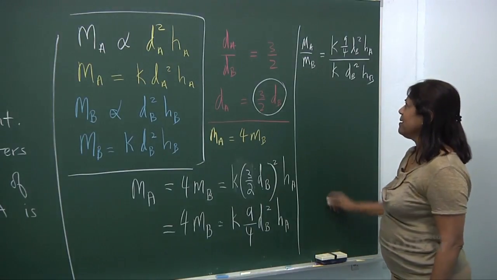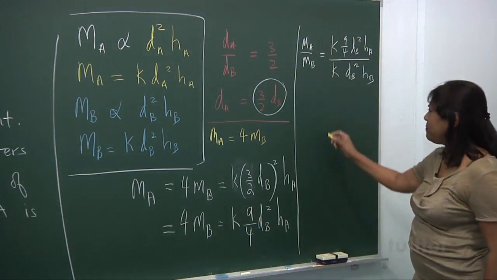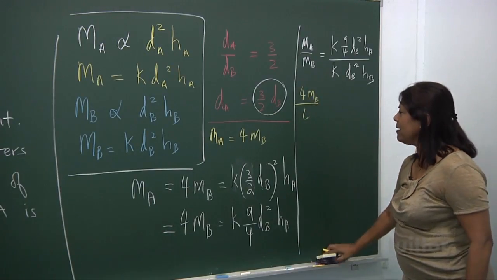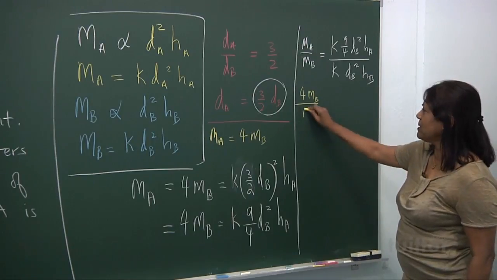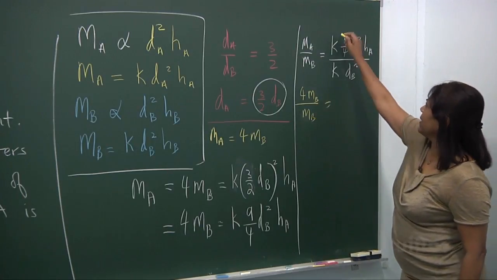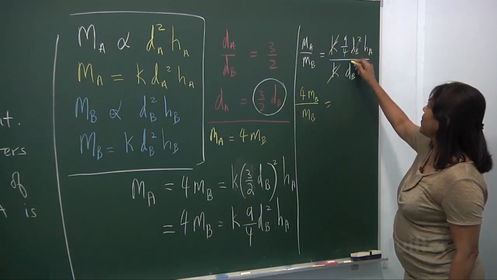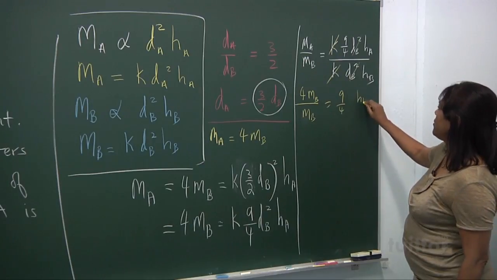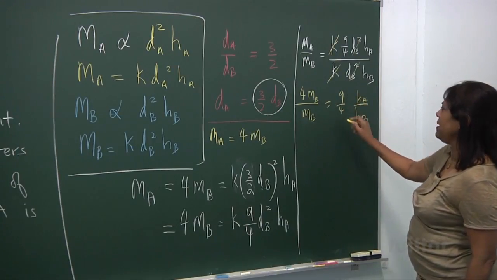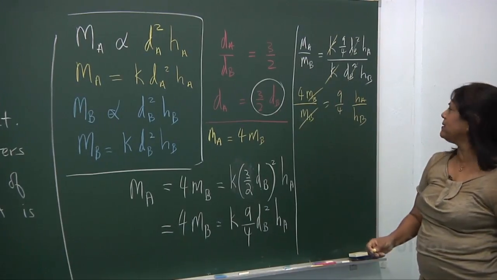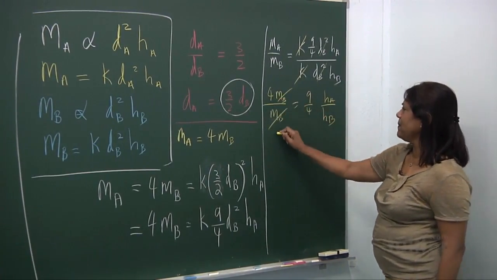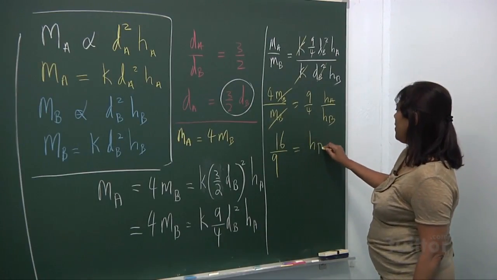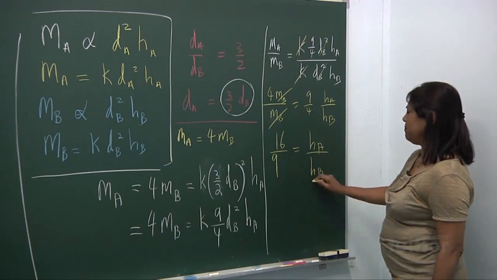Now my dear friends, the mass of A is 4 times the mass of B, and this is the mass of B. We're going to do a simple, beautiful elimination. The K and the K died. The dB squared and dB squared died. We get 9 over 4 HA over HB. And the mass of B and the mass of B died. Bring the 4 up, you get 16 over 9. And that's the ratio of HA over HB.